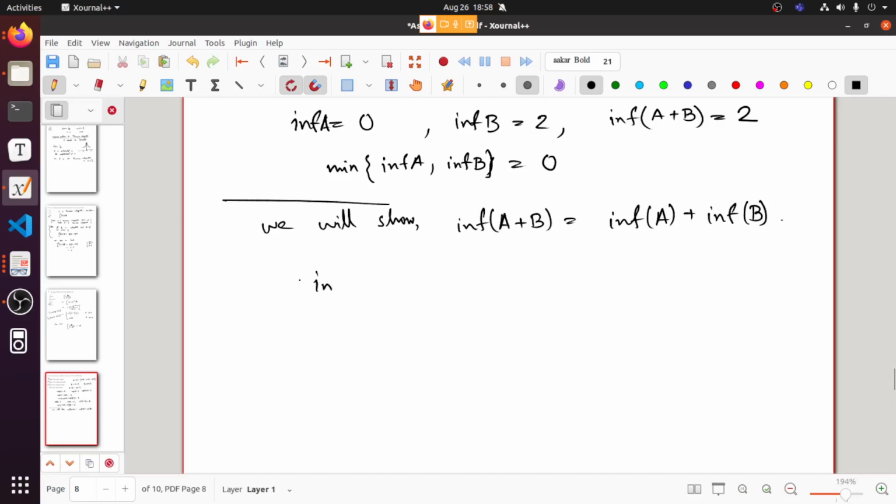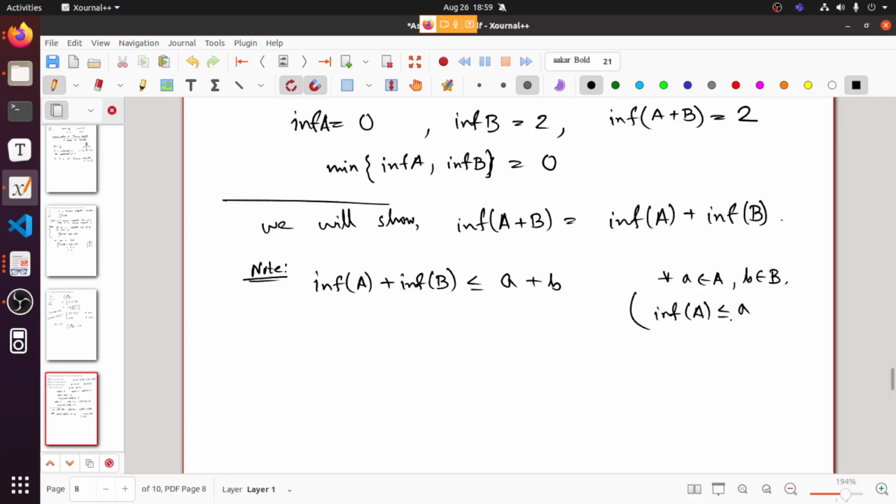Note that infimum of a plus infimum of b is less than a plus b for all a belonging to A and b belonging to B, right? Because infimum is the lowest number, so infimum of A is less than a, and infimum of B is less than b. So using this is correct, right?